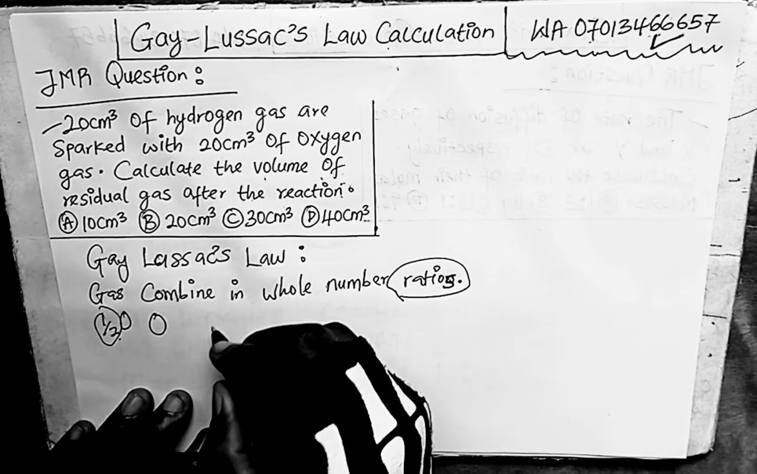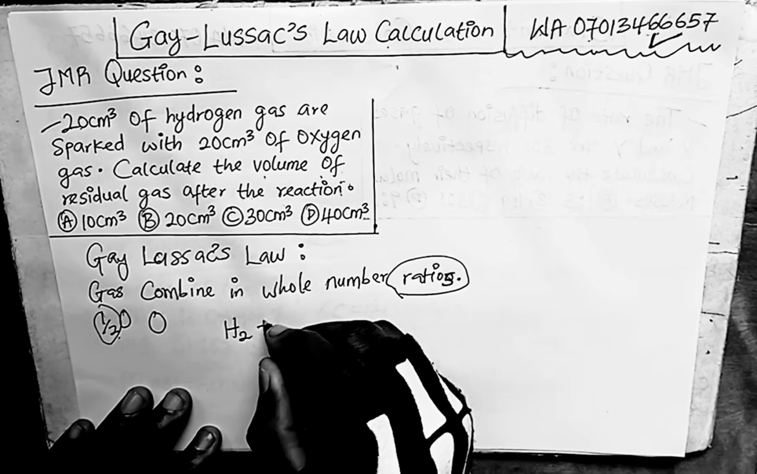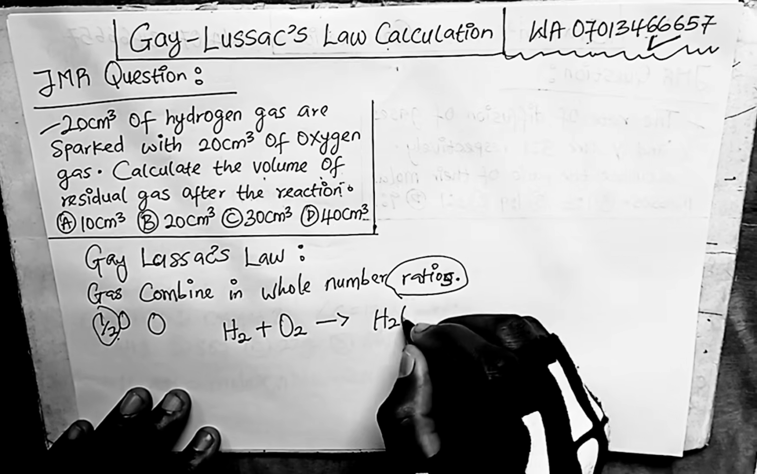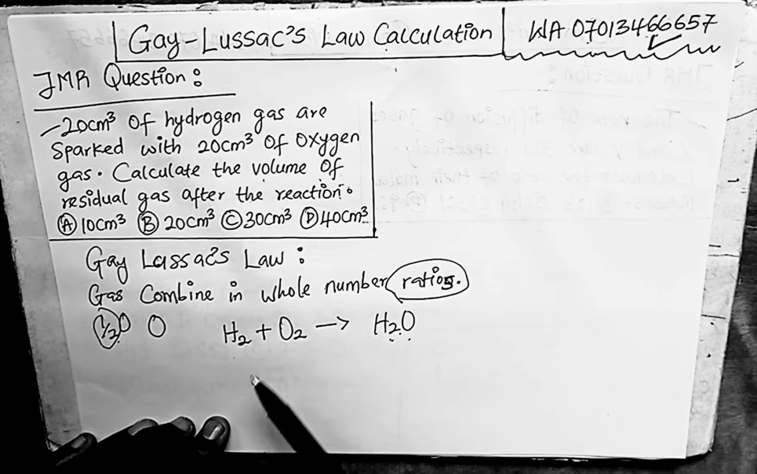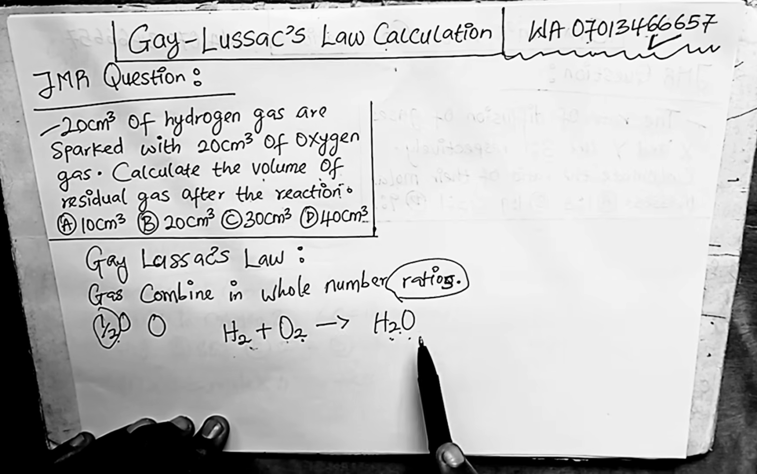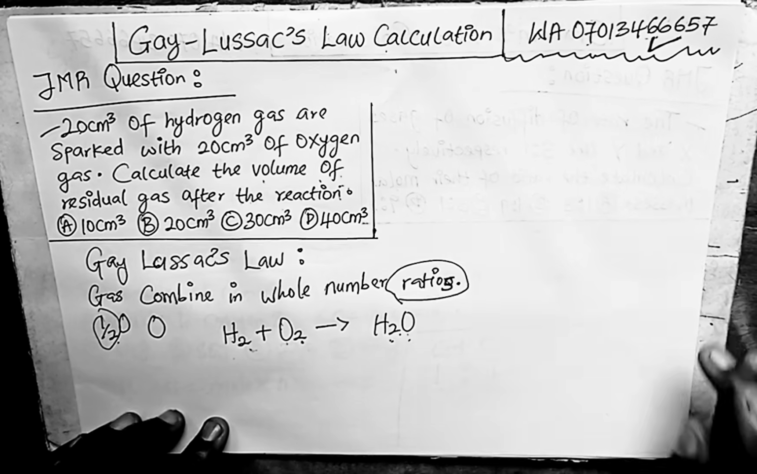So hydrogen gas reacts with oxygen gas. Hydrogen gas plus oxygen gas gives you water. First of all, is this equation balanced? No, it's not balanced, because we have 2 hydrogen here and 2 oxygen here, but we have only 1 oxygen atom on the water side. So what do we have to do? We have to balance the equation.